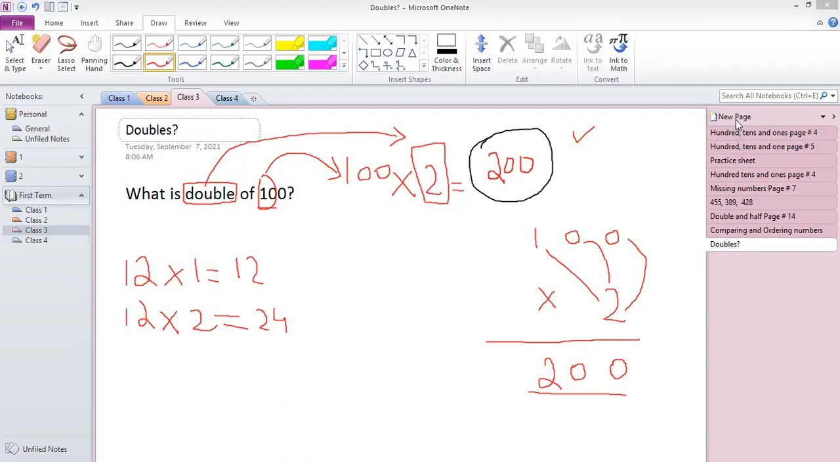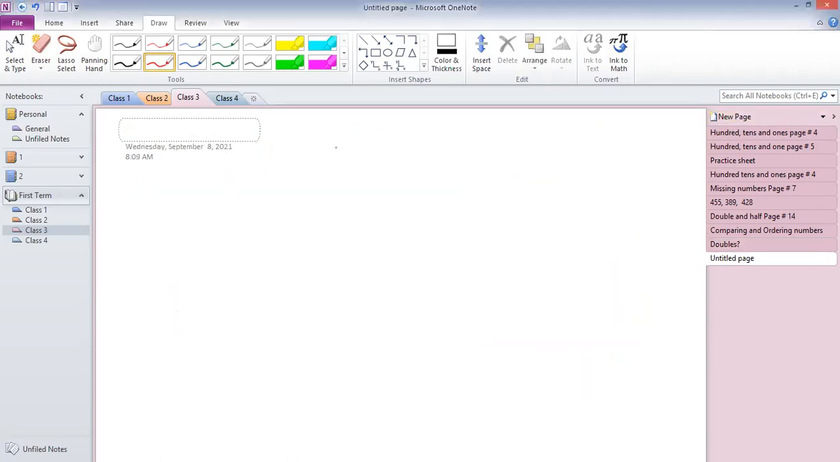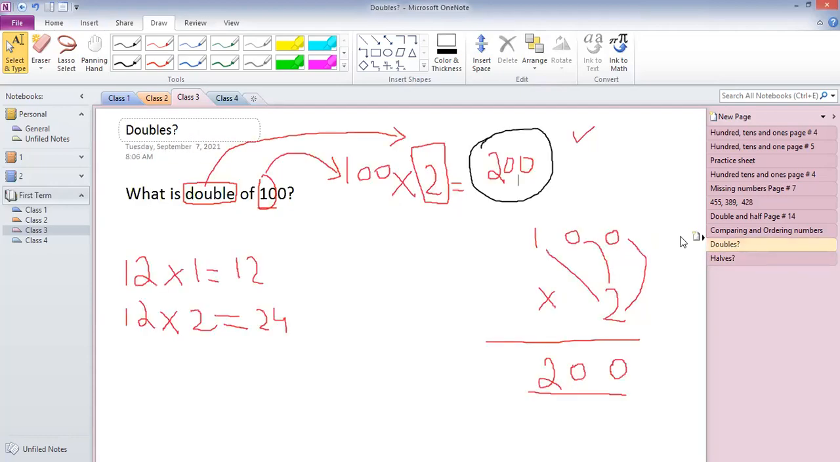That's very good, guys. So you know about the doubles. Today we are going to study about the halves. Double and half is our topic and we are going to find out how to find the halves. Okay. So, you know, half is the opposite of double.